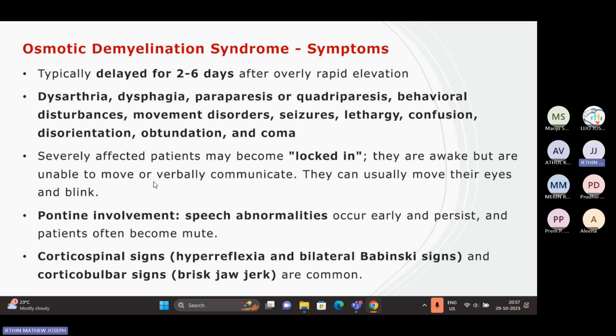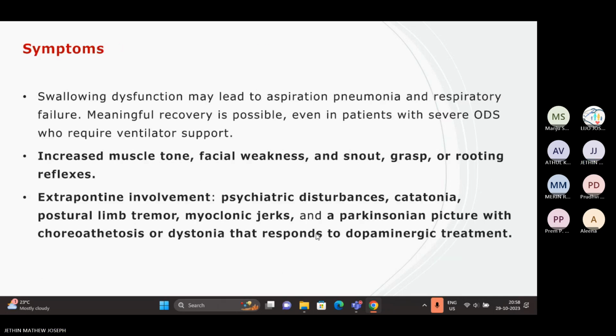Osmotic demyelination syndrome was earlier called pontine demyelinolysis because it was thought to affect the pons only, but now we know that it can affect other extrapontine regions also. Pontine involvement can cause speech abnormalities, and it can also affect the corticospinal tract and the corticobulbar tract and cause hyperreflexia, bilateral Babinski signs, brisk jaw jerk. So these things are common.